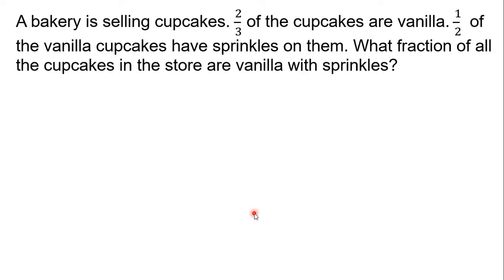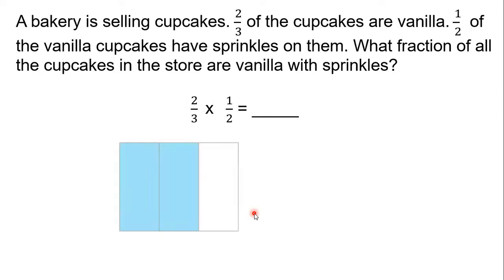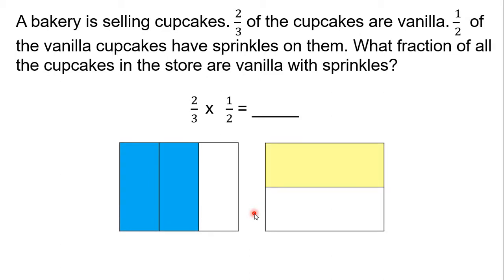Let's try another one. A bakery is selling cupcakes. 2/3 of the cupcakes are vanilla. Half of the vanilla cupcakes have sprinkles on them. What fraction of all the cupcakes in the store are vanilla with sprinkles? So we're trying to find 2/3 of 1/2. Remember, of means that we're multiplying. So we're going to create visual models to represent 2/3 and 1/2.